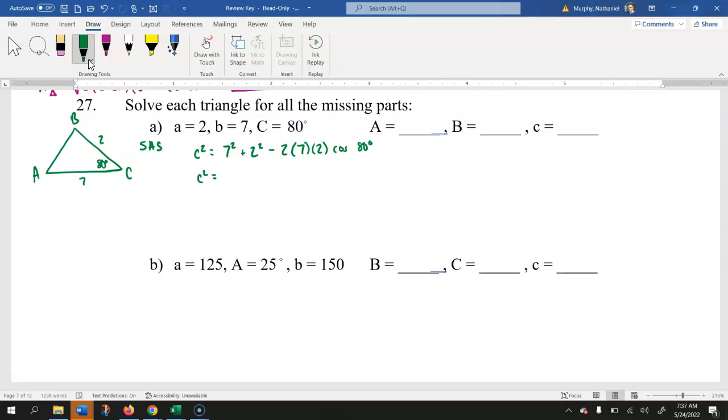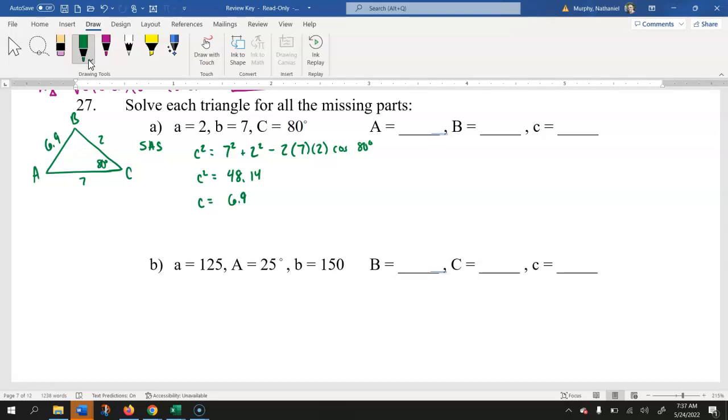All right, so you just type all that in your calculator: 7 squared plus 2 squared, minus 2 times 7 times 2 times the cosine of 80 degrees. When you do that, we get 48.14. And then we take the square root of that, and we get 6.9. Okay, so we found that missing side. Now we got to find the missing angles.